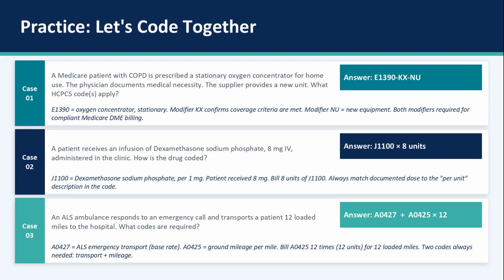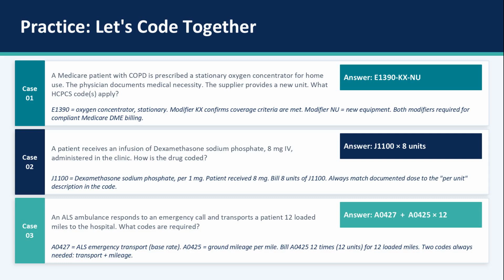Let's apply everything we covered today. Case 1. A Medicare patient with COPD gets a brand new stationary oxygen concentrator for home use. The physician has documented the medical necessity, and the supplier is billing for a new unit. First, we need an E-code for the equipment. A stationary oxygen concentrator is E4390.